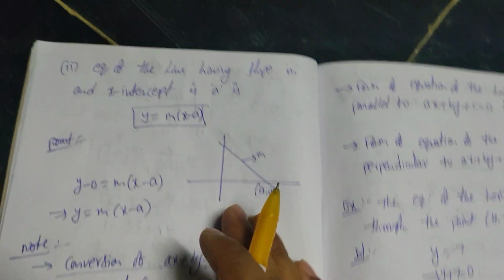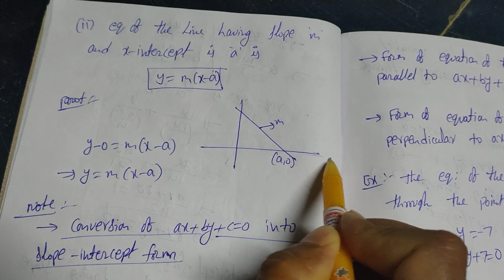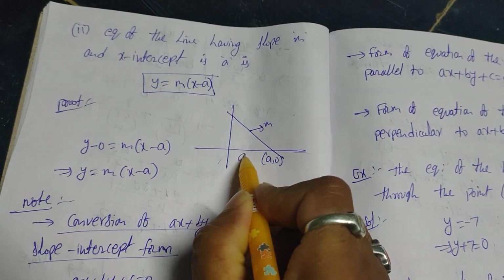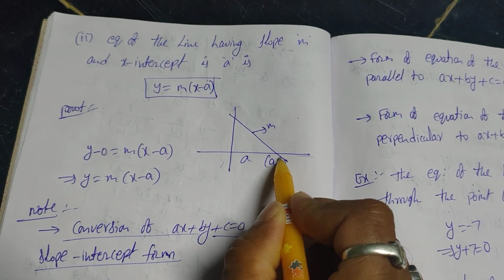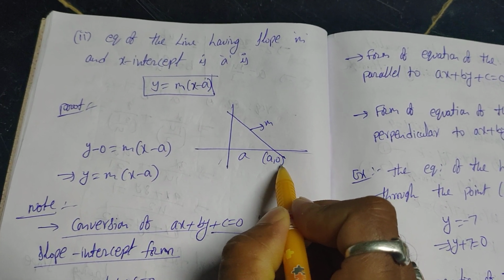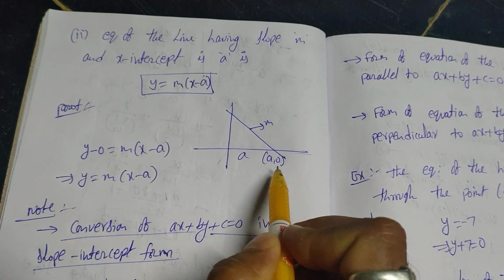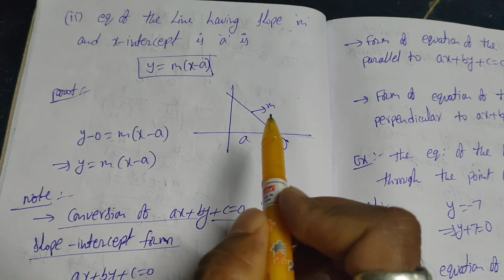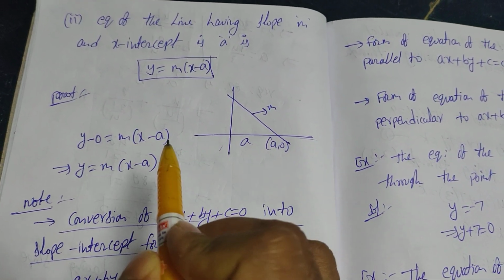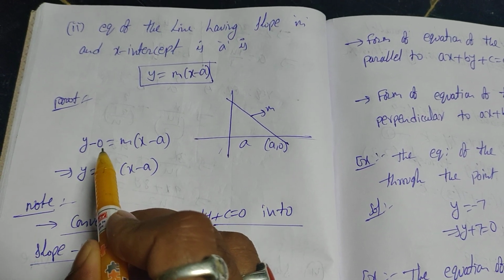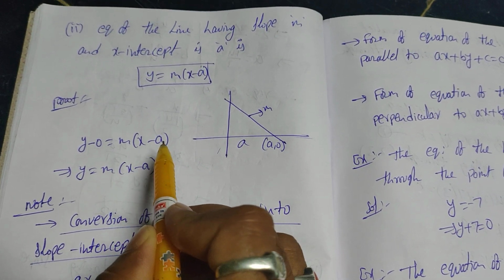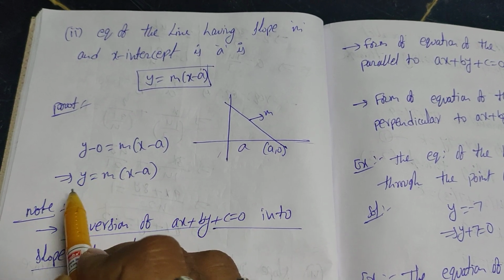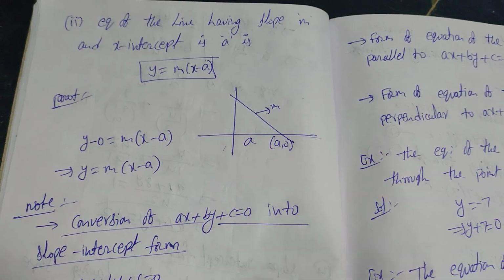See here, the proof of this one is, let us consider this is the coordinate axis and the slope is m. If the x-intercept is a, then where it intersects the x-axis is a comma 0. Again, the equation of the line passing through x1 comma y1 with slope m is y minus y1 is equal to m into x minus x1. That means y minus y1, which is 0, is equal to m into x minus a. So y minus 0 is 0 only. So y is equal to m of x minus a.